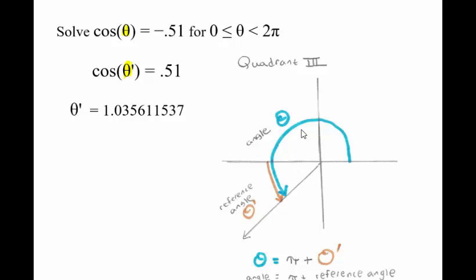If you're in quadrant 3, the amount of rotation that it takes to get from the positive side of the x-axis to the terminal side looks like this, which I've denoted in blue. That's the actual angle that we're solving for, theta. What we found here was theta prime is 1.0356. So now if I want the amount of rotation denoted in blue, the actual angle, I would have to take 180 degrees, or in our case, since we're using radians, pi radians, and I'd have to add on this amount of rotation here denoted in orange, which is our theta prime, 1.0356.